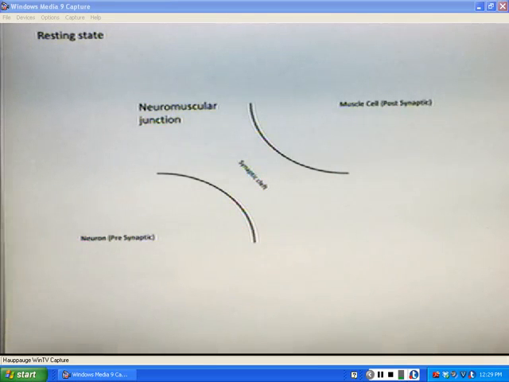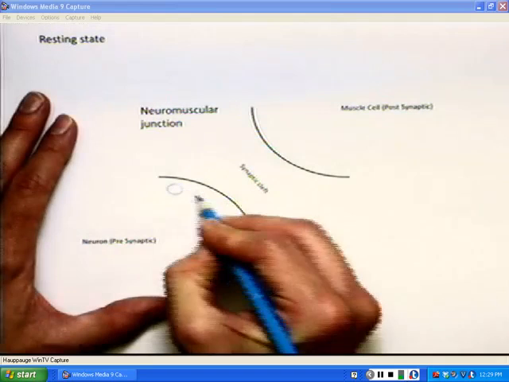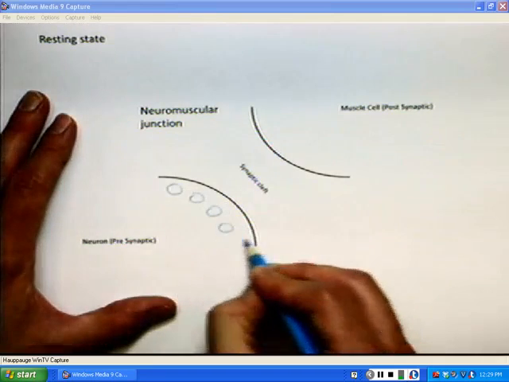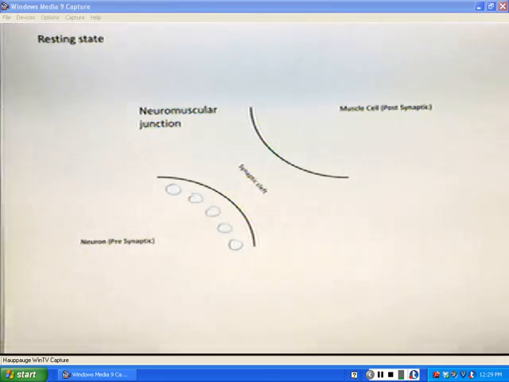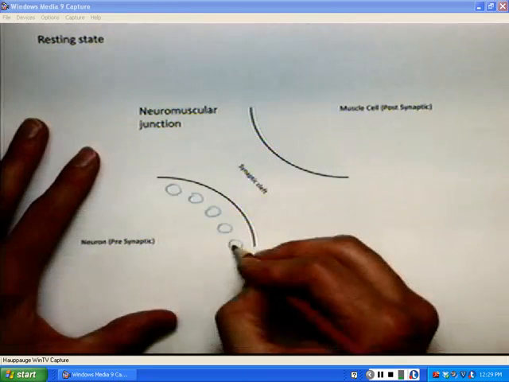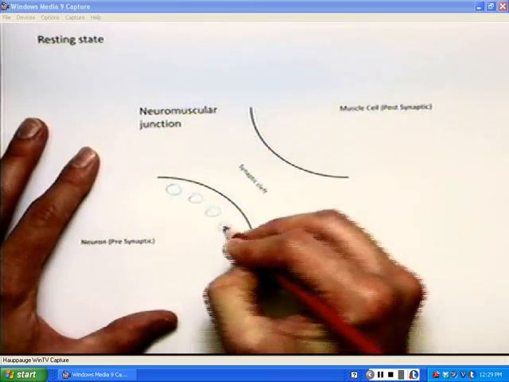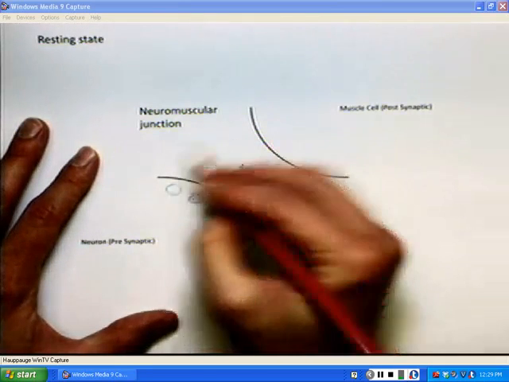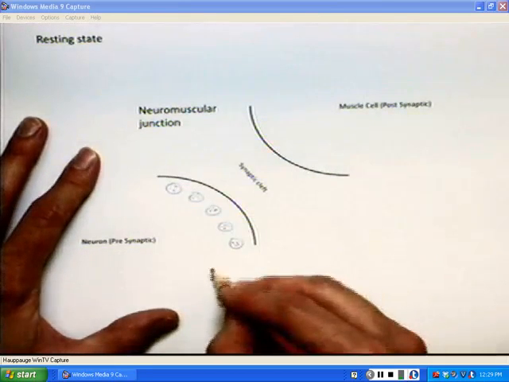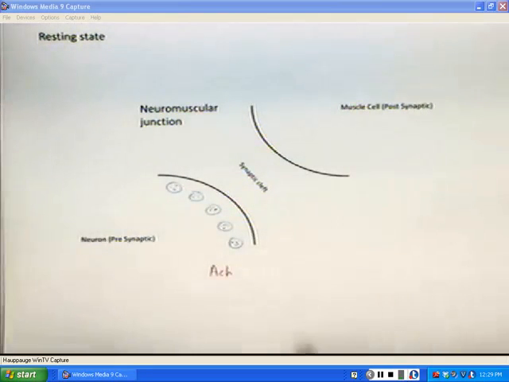So as we're in resting state, one of the things we will notice about our presynaptic cell is it will have secretory vesicles sitting at the terminal end, the terminal neuron, and the terminal neuron is what will communicate with the muscle cell. Inside this terminal neuron are all these little molecules of a neurotransmitter called acetylcholine, ACh. Acetylcholine is in these secretory vesicles ready and primed to be released when an action potential is needed.